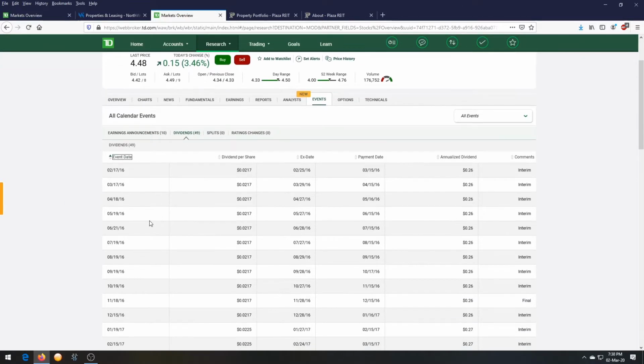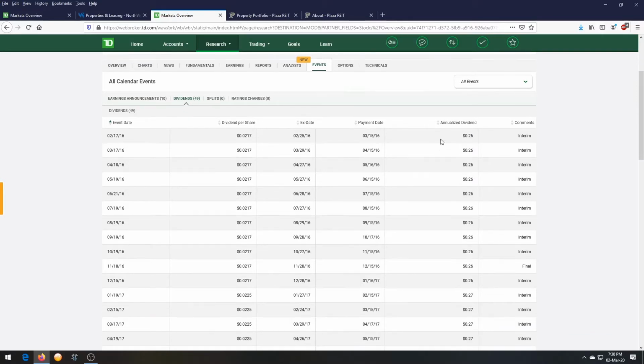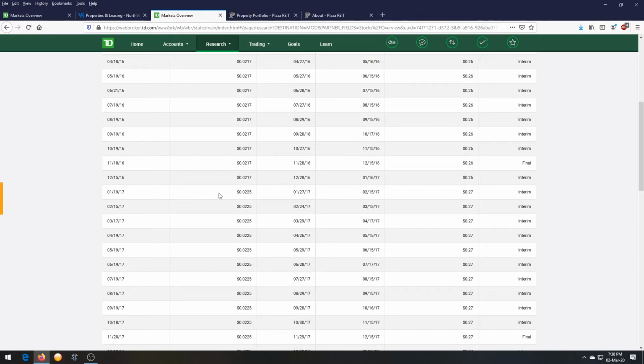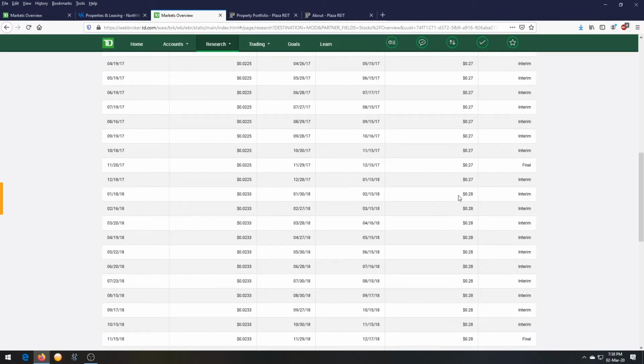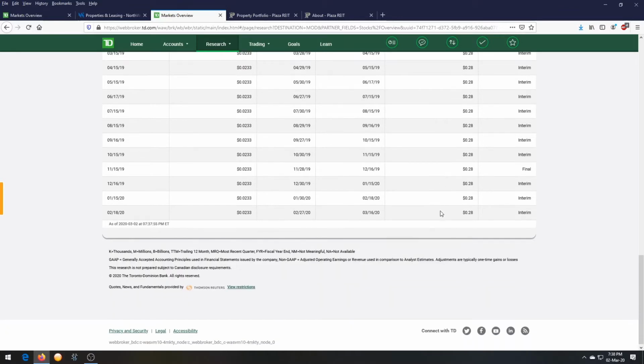If we go in ascending order, in 2016, you could see that the annual dividend was 26 cents and not 28 cents. Which is good because it shows that this company is consistently raising their dividends. So you can see here 26. If we go to 2017, they boosted it to 27 cents a share, and in 2018 they boosted it to 28 cents a share, and it's been 28 cents since then.